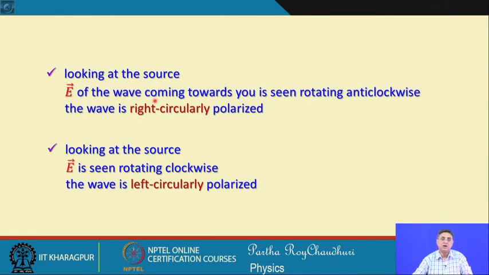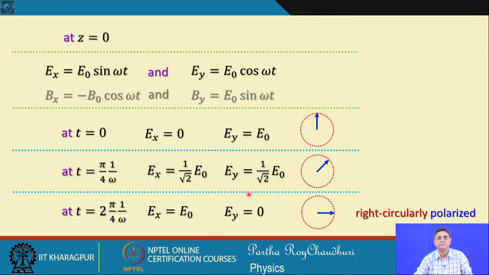So, looking at the source, this is how we distinguish the right circularly polarized light and the left circularly polarized light. Looking at the source, if E of the wave coming towards you is seen rotating anti-clockwise, the wave is right circularly polarized light. And looking against the direction of propagation, that is looking at the source, if E is seen rotating in the clockwise sense, the wave will be left circularly polarized light. So, in the earlier case, what we have seen, the electric field vector is rotating in the clockwise sense, but this is away from the source; looking towards the source, this will be right circularly polarized light.